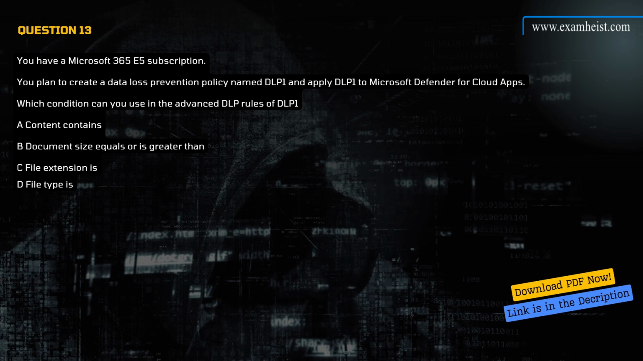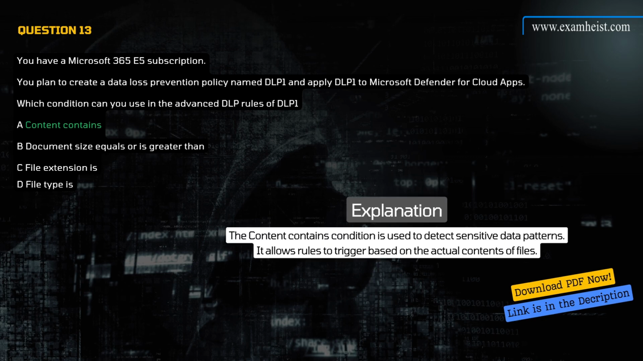A. Content contains. B. Document size equals or is greater than. C. File extension is. D. File type is. Correct answer is A. Explanation. The content contains condition is used to detect sensitive data patterns. It allows rules to trigger based on the actual contents of files.